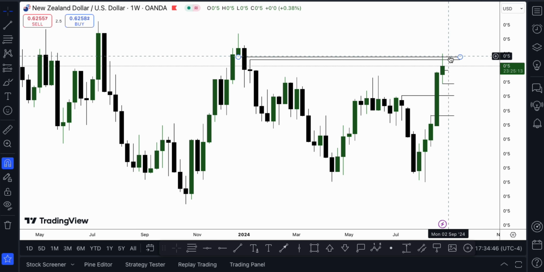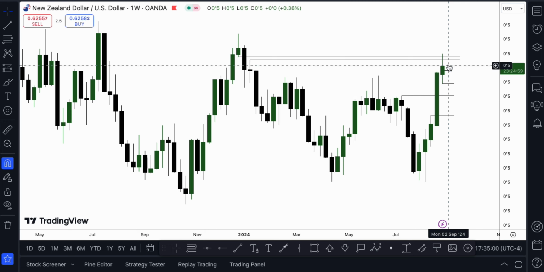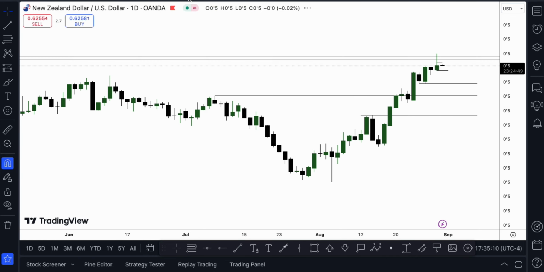We have this fair value gap here, and this fair value gap here, and we have this order block here. This consecutive down candle here is our order block. So I believe price will push down, at least get to this level here, and then we're going to see some retracement. But let's go to daily time frame.